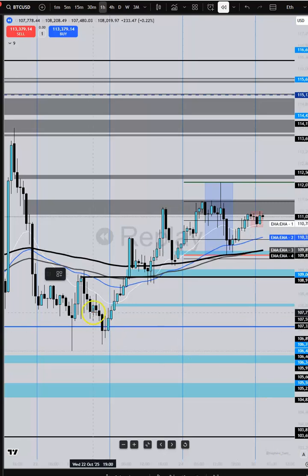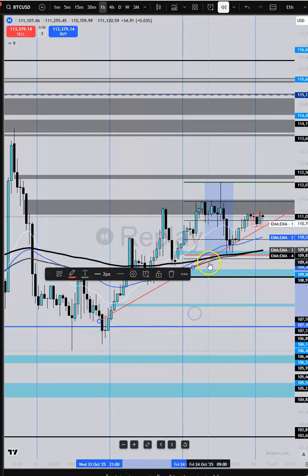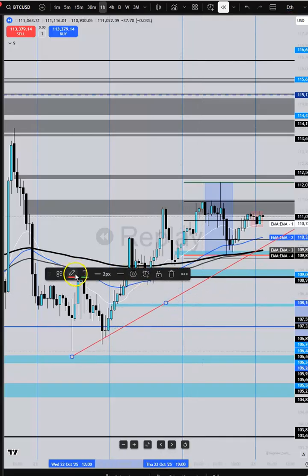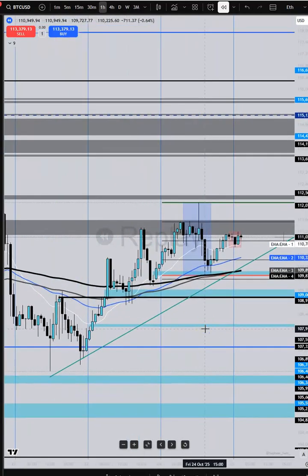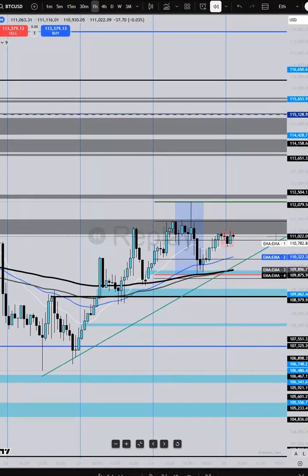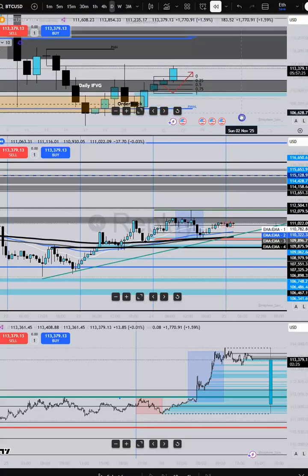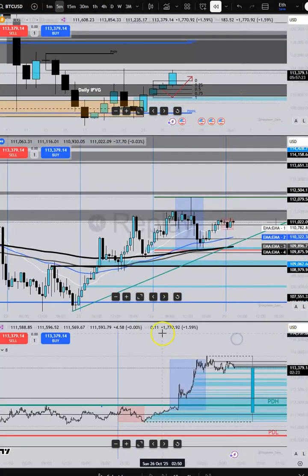So for example, here price is making a clear bullish trend with higher highs and higher lows. So the trend is bullish. So we have bullish bias on the daily, we have bullish bias on the H1. I want to see a synchronization between these three time frames. So I am bullish on the daily, I am bullish on the H1. I want to see a bullish entry on the lower time frame, 5 or 15.